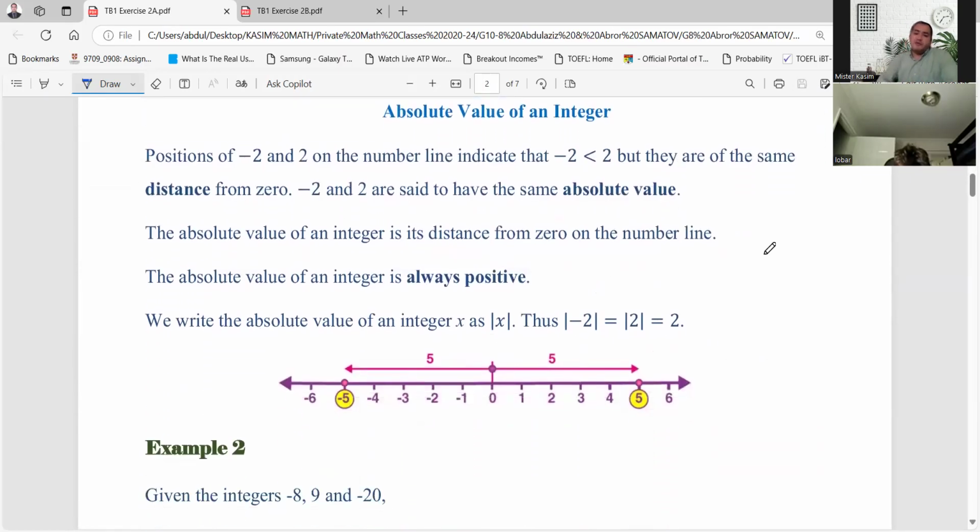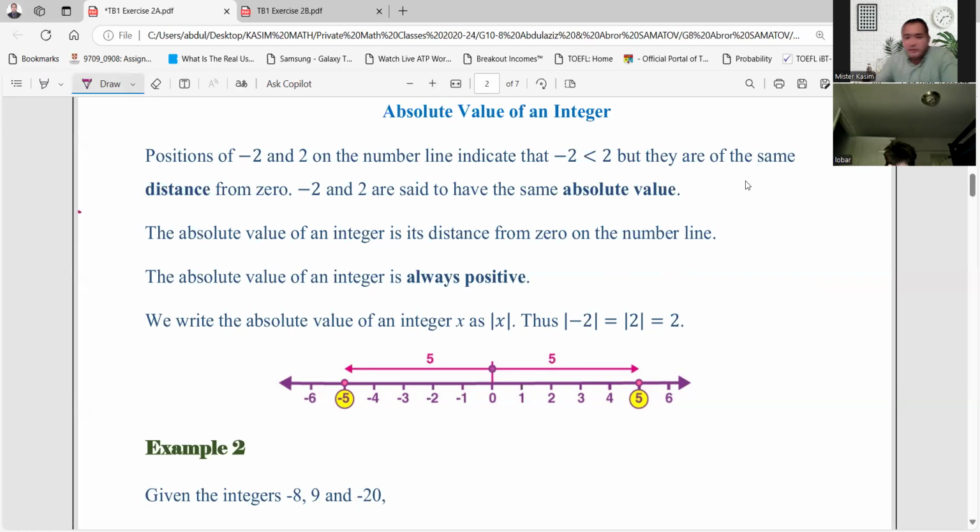Okay, now last time we talked about absolute value. Let's read one more time. Absolute value of an integer. Read it. Position of -2 and 2 on the number line indicates that -2 is less than 2, but they are of the same distance from 0. -2 and 2 are said to have the same absolute value. So negative 2 and 2 are said to have the same absolute value.